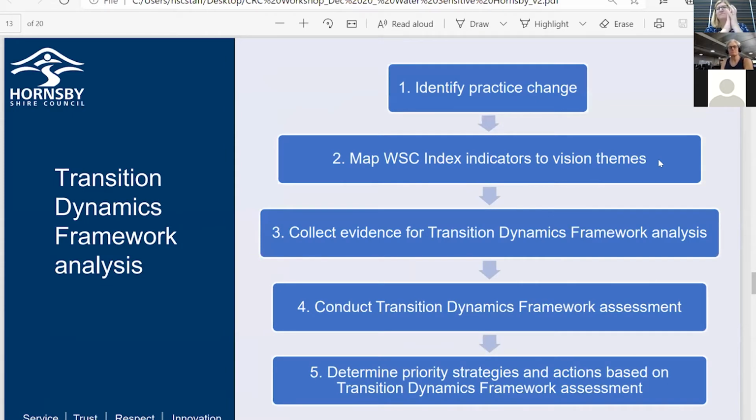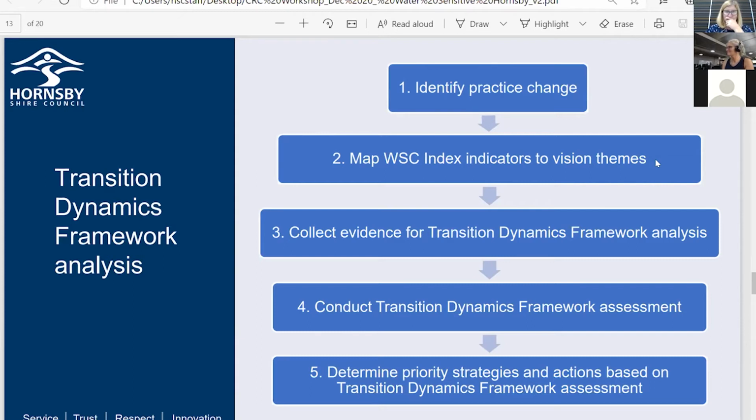The next stage was to run the information and the evidence collected from those workshopping through the transition dynamics framework. So these are the steps that we took to basically get from where we are to where we want to be. So initially we looked, and the way it's set out here isn't necessarily sequential, but this was the process in the end when we were developing those strategies and actions to progress and transition to that water sensitiveness. So initially we identified practice change. So we looked at issues and what changes needed to be undertaken, and these were discussed at group levels, both internally and with the community.